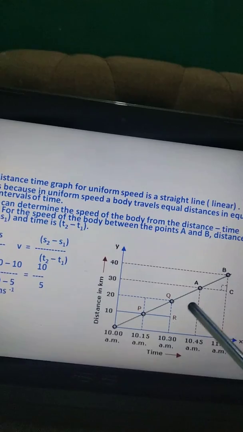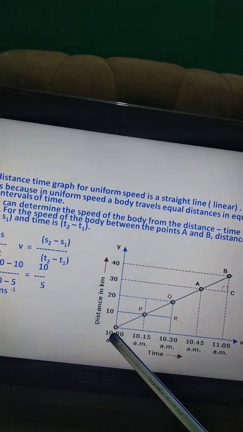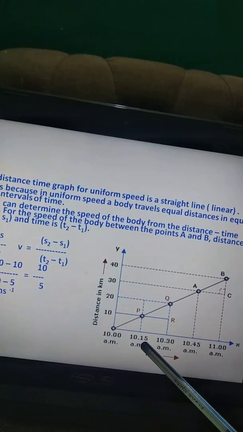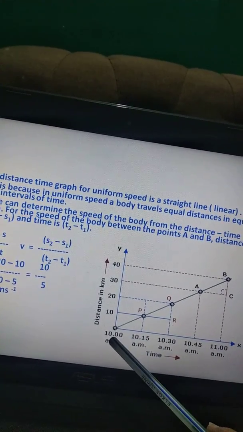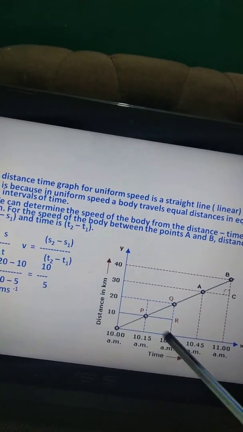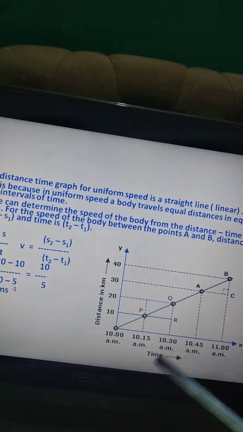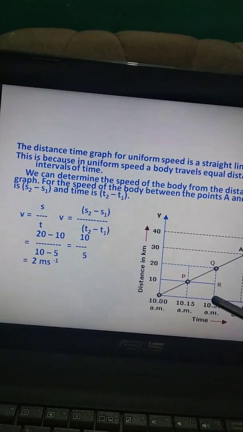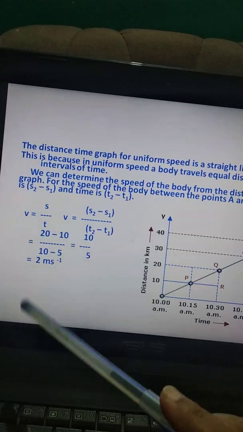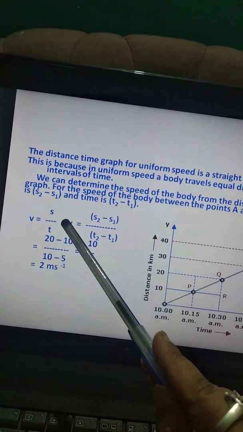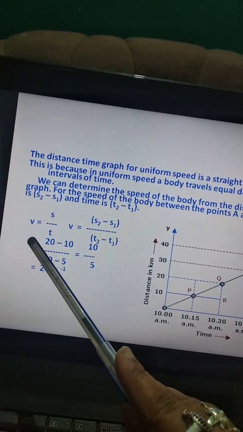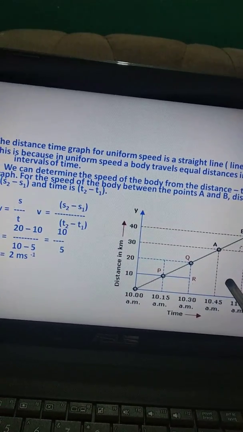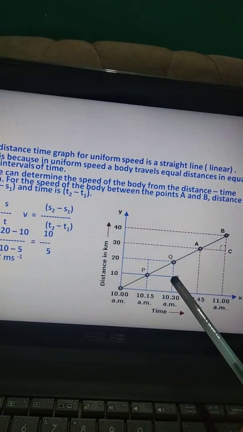How will you decide it is uniform motion? Because it covers equal distances in equal intervals of time. Time is 15 minutes and here also 10 kilometer. 15 minutes, 10 kilometer. From this graph we can find out the velocity of the object at any instant. The velocity is displacement by time, or if you take the speed, then it will be distance by time. Then from the graph we can find out the velocity.